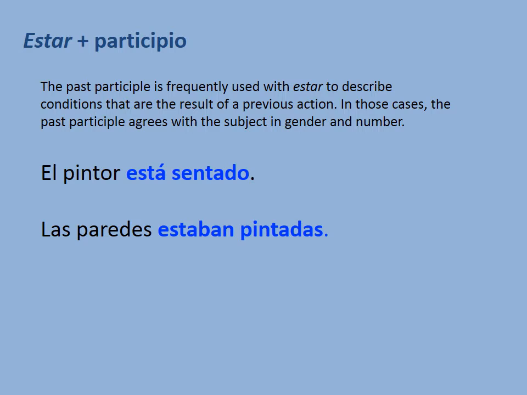What we're focusing on now is how to use them as an adjective, but because they're adjectives, we have to remember to always make them agree. So el pintor está sentado, the painter is seated, has to agree with el pintor. But if your participle is agreeing with las paredes, we would have las paredes estaban pintadas. The walls were painted. So the painted now has to agree with paredes. Just make sure we're treating them like adjectives.